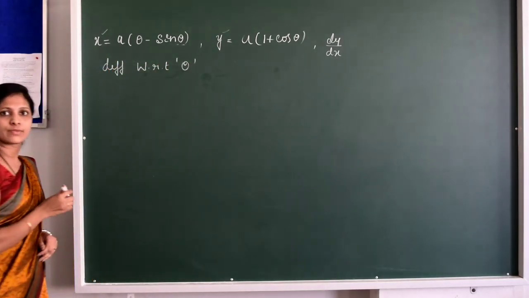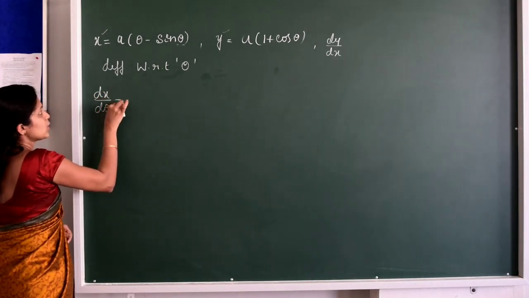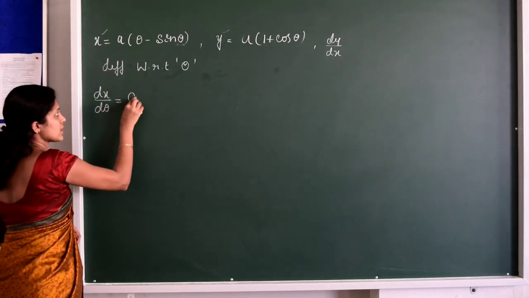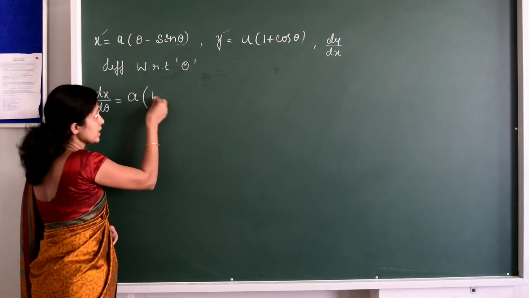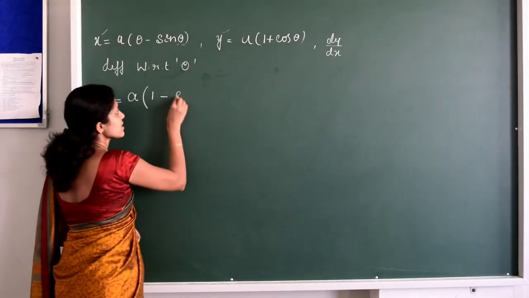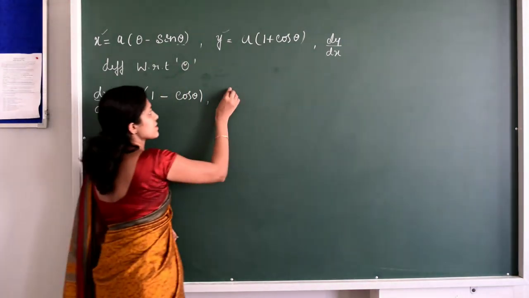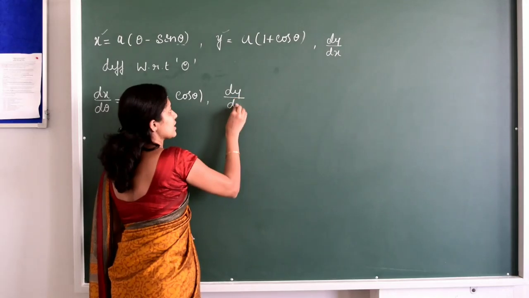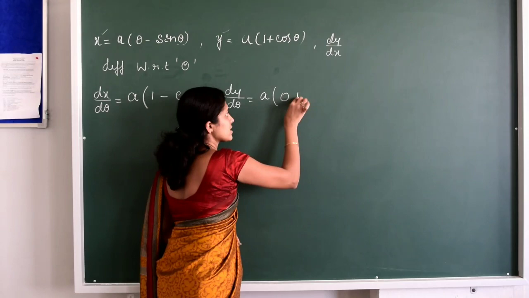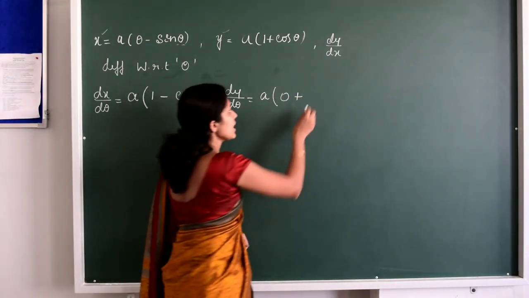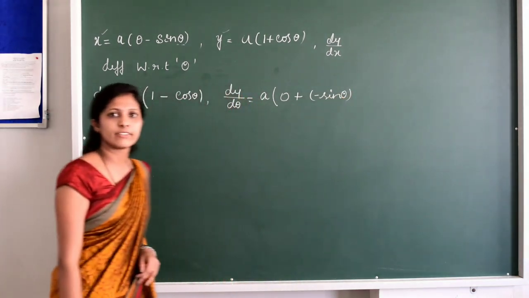So derivative of x with respect to theta will be dx by d theta is equal to derivative of a. a is a constant, so as it is multiplied with that, into derivative of theta will be 1 minus derivative of sin theta is cos theta. Now we differentiate y with respect to theta, that is dy by d theta is equal to a as it is, and derivative of 1 will be 0, constant is 0, plus derivative of cos theta will be minus sin theta. So we got dx by d theta and dy by d theta.